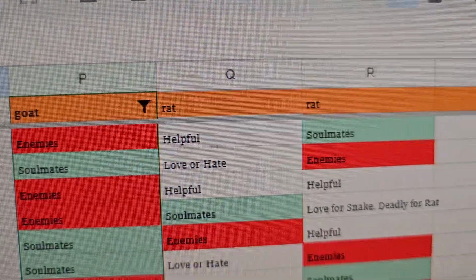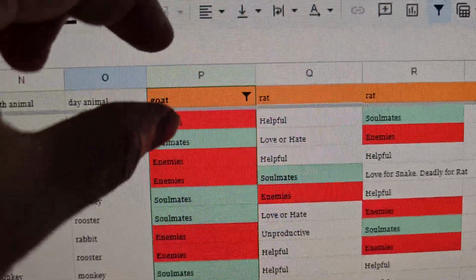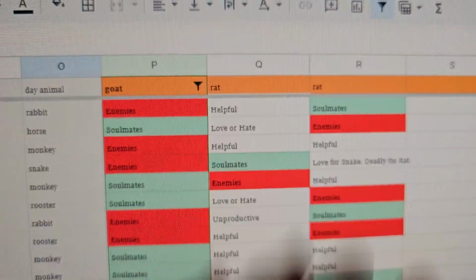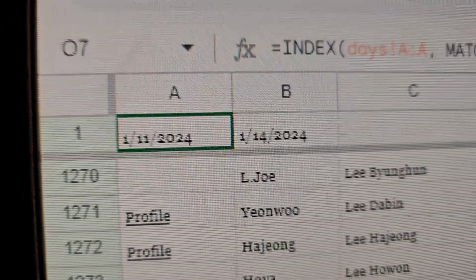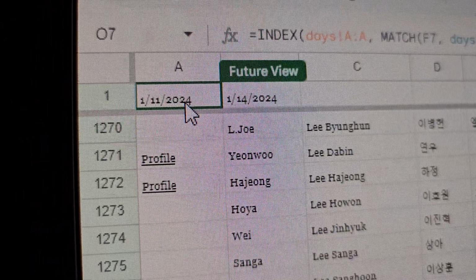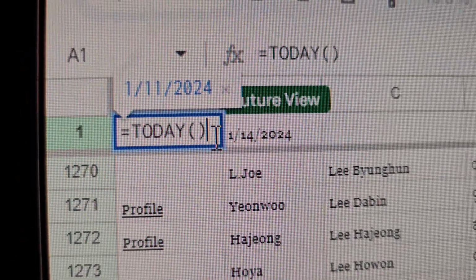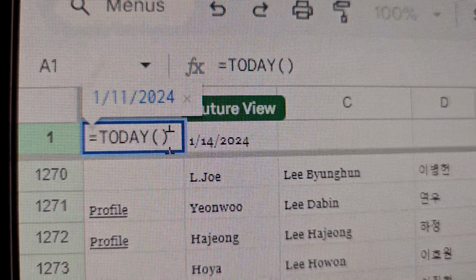This is not a user definable field. This is not a user definable field. This is not a user definable field. This comes from this date, A1. The A1 field is just today. A1 is automatically updating. It's just the today formula from Google Finance.